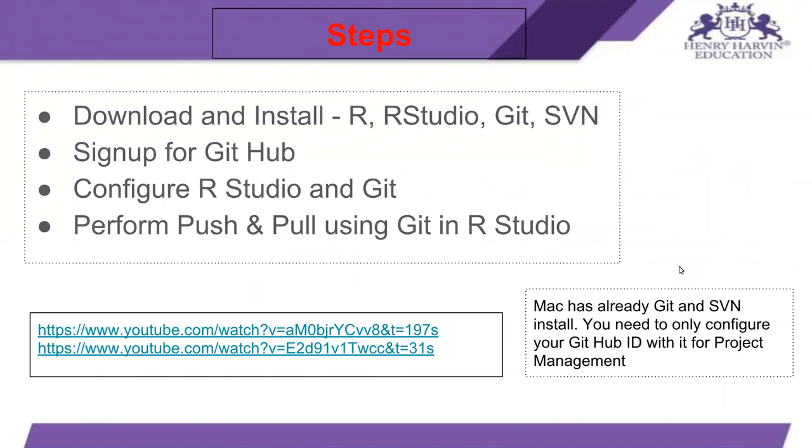The steps we are going to follow: we'll download and install R, R Studio, Git, and subversion. We'll see how to sign up for GitHub. We'll configure R Studio and Git, and we will see how to perform push and pull using Git in R Studio. While doing this, Mac users have already installed Git and subversion, you will only be required to do the settings after having created a GitHub ID.